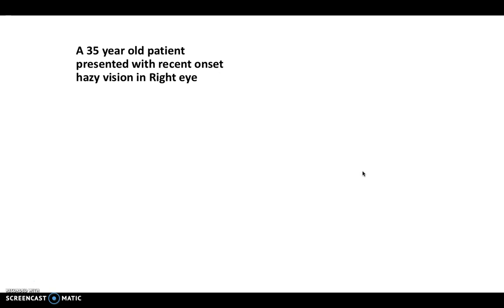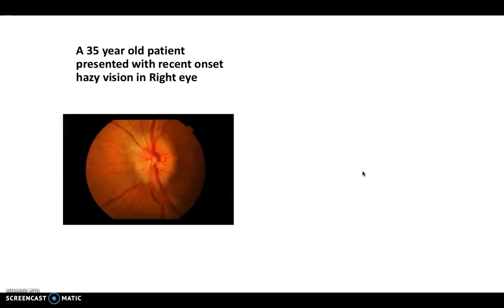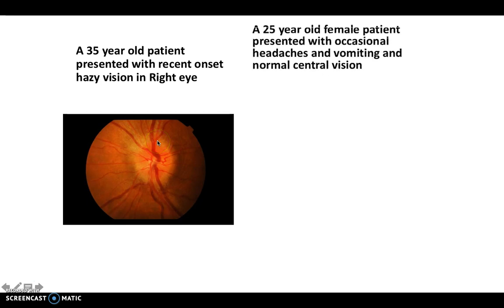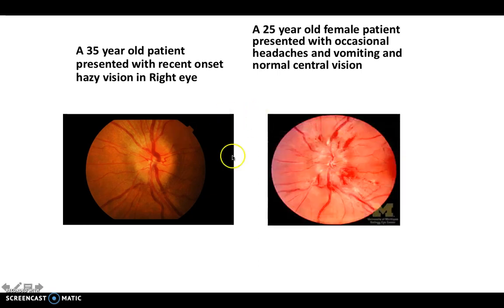Coming to another picture in which you want to look at your optic disc margins. I have a 35-year-old patient here presenting with recent onset hazy vision in the right eye, and you find that the optic disc margins are quite blurred, as compared to another patient who is presenting with normal vision and occasional headaches and vomiting, and you find the optic disc margins also blurred and the optic disc looks elevated. Can you pick up a difference between these two?